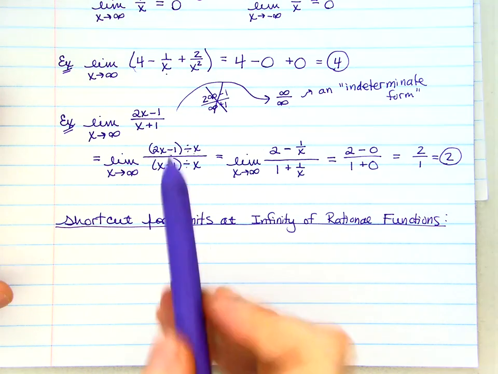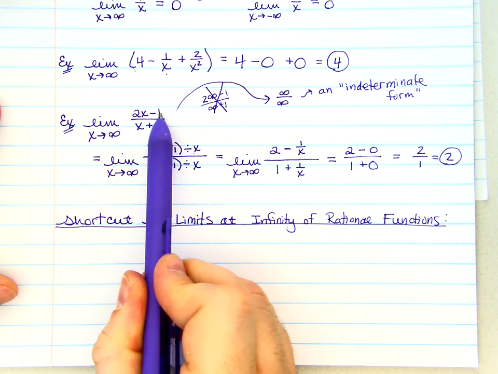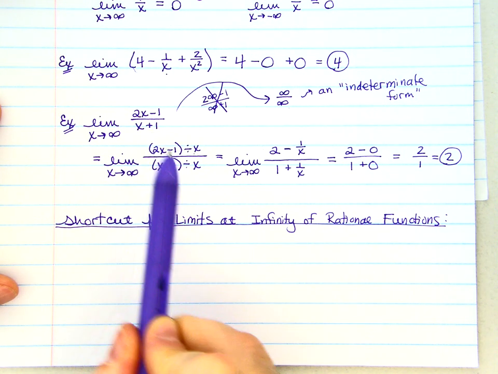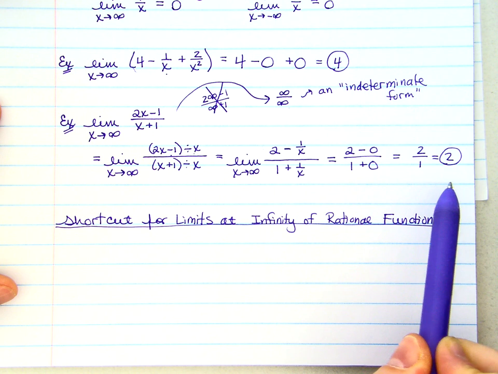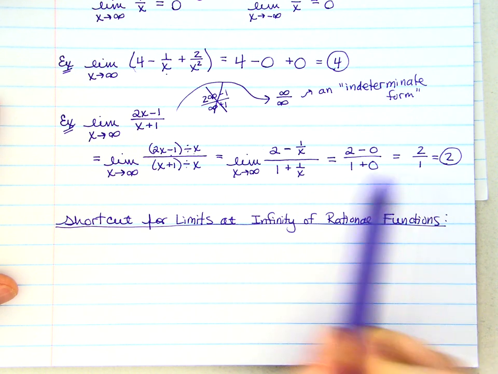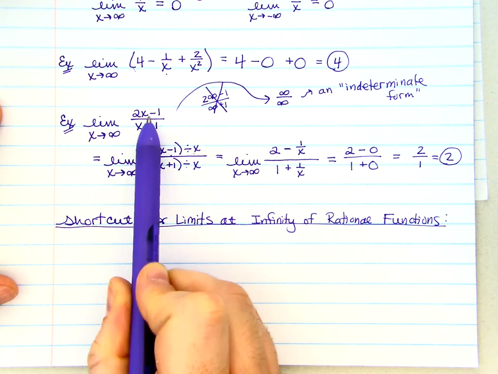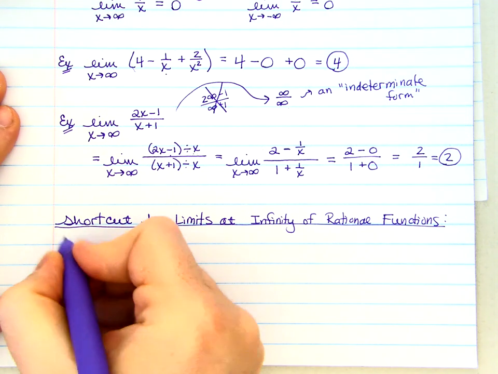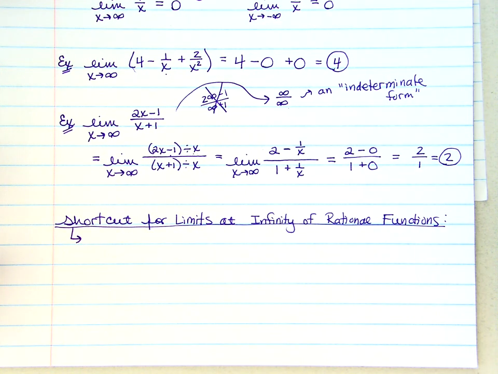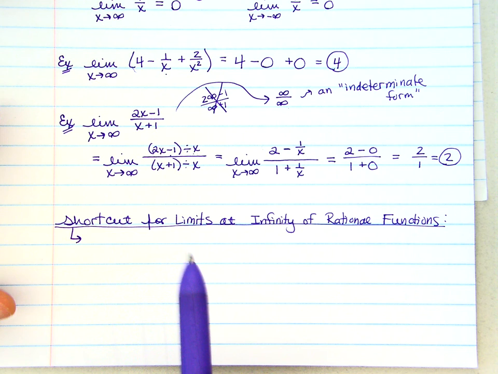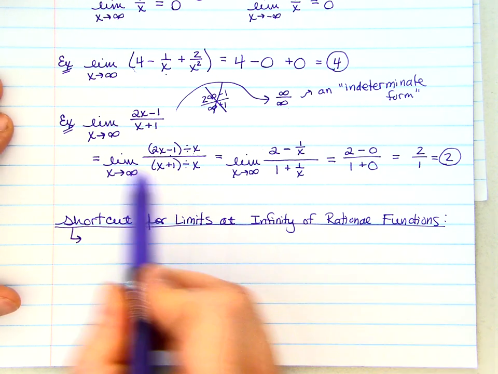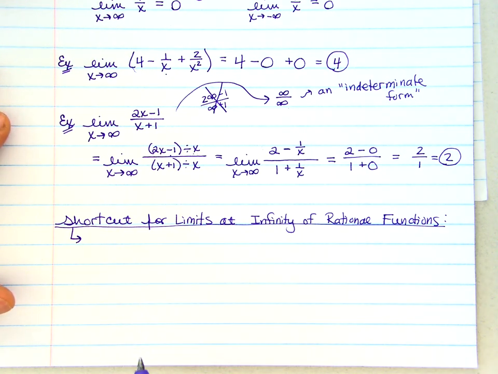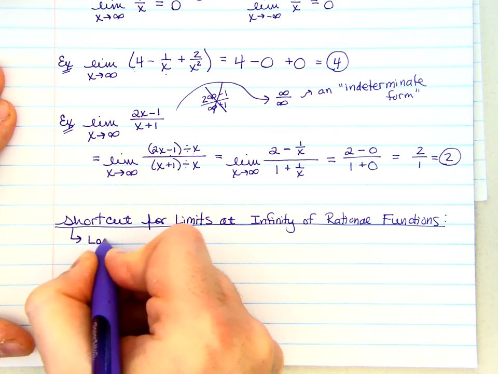What you should notice in the last problem we looked at is that the minus 1 and the plus 1 didn't end up doing anything to my limit. All that really mattered were the leading terms on the top and on the bottom. My shortcut for dealing with this in general is, if I want to do the limit at infinity of a rational function, I can just look at the limit of the ratio of the leading terms.